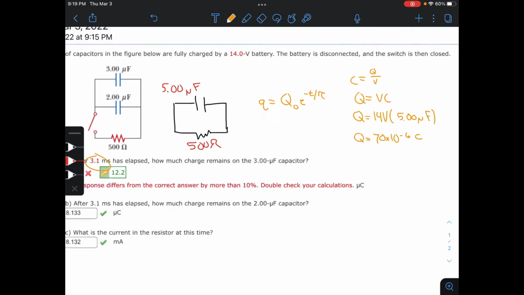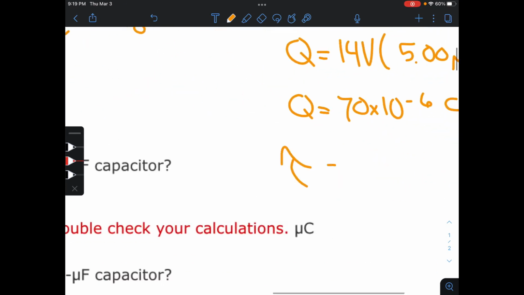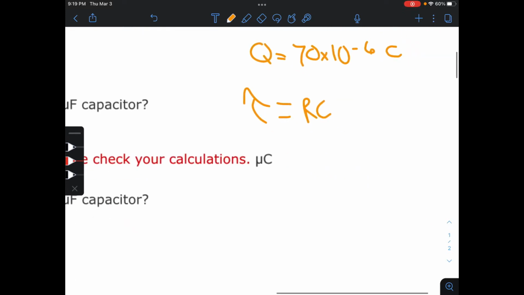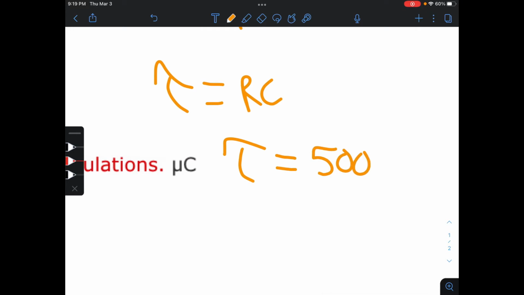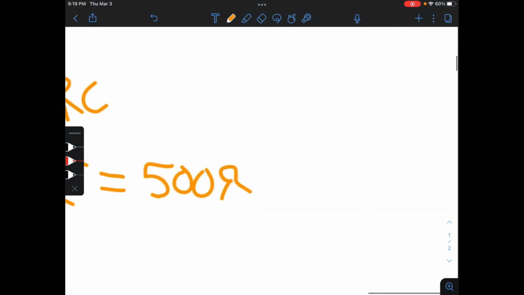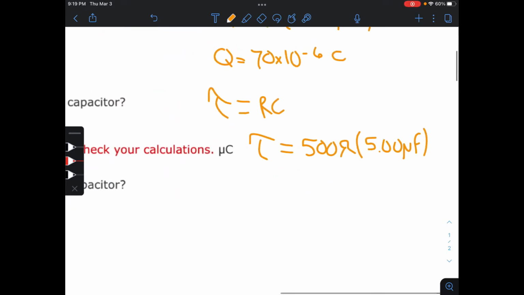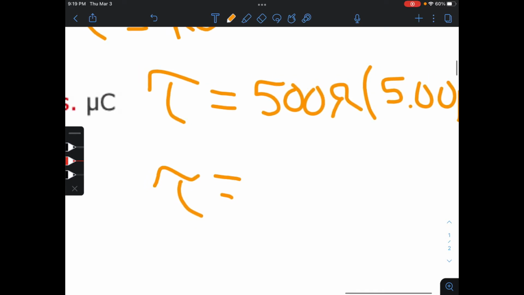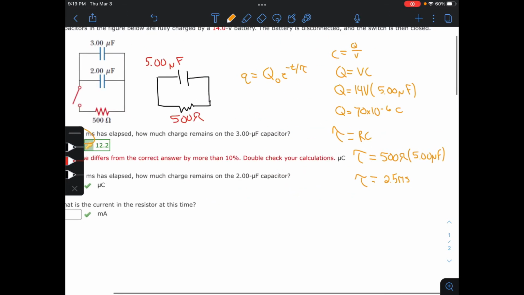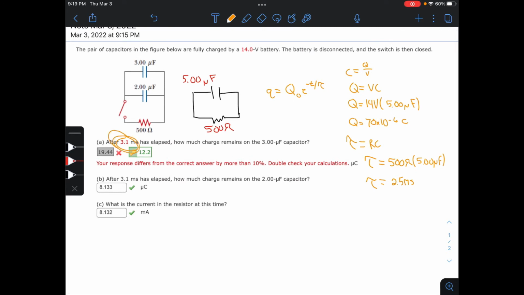So now we need our time constant. We know our time constant is equal to RC, which is resistance times capacitance. We have a resistor, we have a capacitor. Our resistor is 500 ohms, and our capacitor is again this 5.00, and that is 0.0025 seconds, so I'm just going to put it in milliseconds, so 0.25 milliseconds. Seeing as our 3.1 is in milliseconds, that'll just be easier.